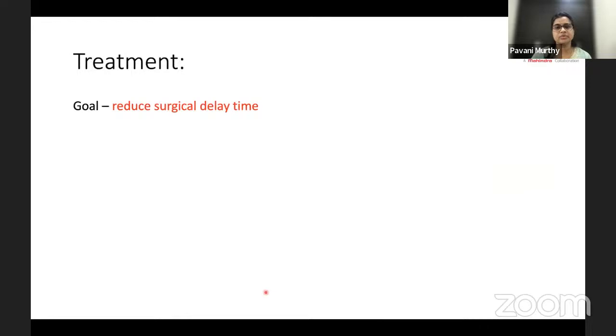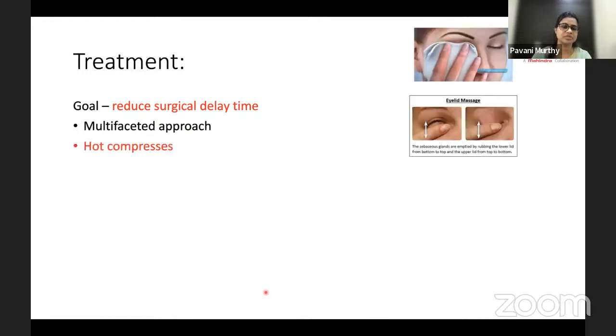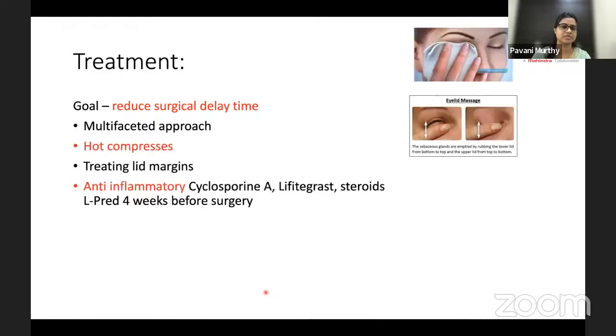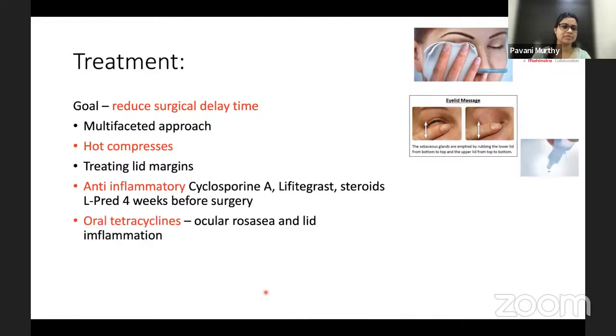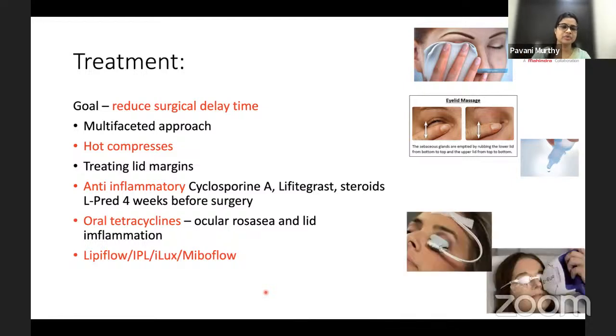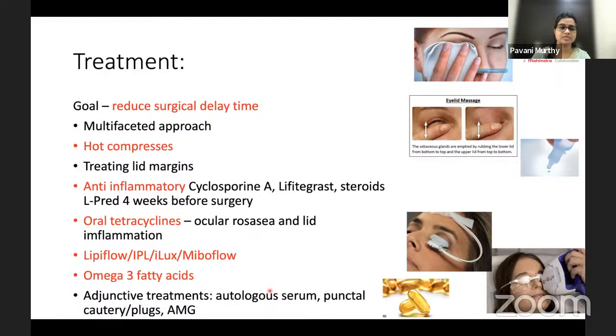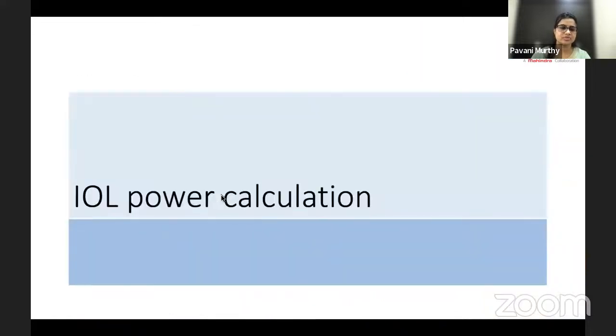The goal over here for treatment is basically to reduce the surgical delay time. So follow a multifaceted approach, give hot compresses to the patients, explain how the lid margins are to be treated, give anti-inflammatory medications, oral tetracyclines if needed in cases of systemic conditions or ocular rosacea. You can use LipiFlow or IPL to give immediate benefit from the dry eyes, give omega-3 fatty acid supplements, and also certain cases might require adjunctive treatments in the form of punctal cautery, plugs, autologous serum, etc.